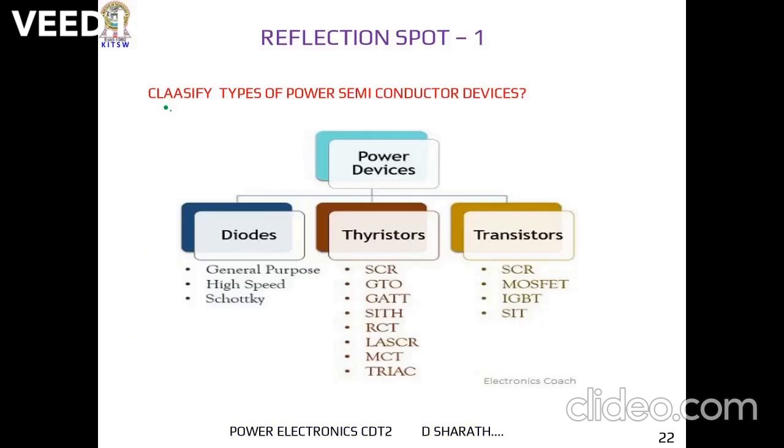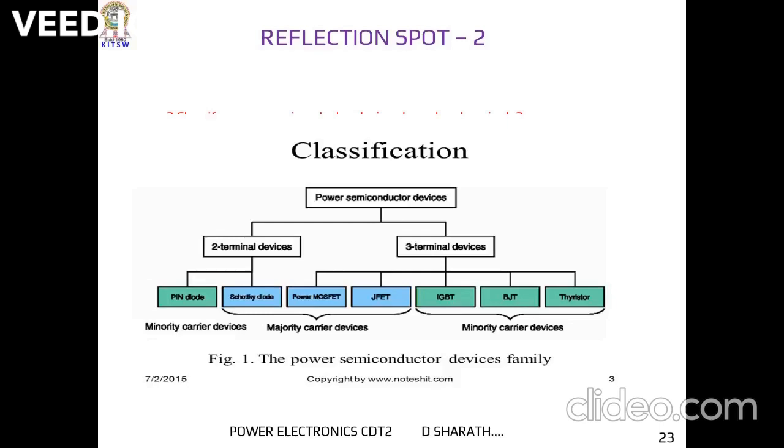Coming to the reflections part, you have to concentrate on these three classifications of power devices that will be covered in your first chapter: diodes, thyristors, and transistors. What are the different types of diodes and thyristors, their symbols and their voltage ratings, you have to analyze. Also study the classification based on terminals: what the two-terminal devices are, what the three-terminal devices are, and how they are classified. Analyze the various devices which belong to two-terminal and three-terminal devices.